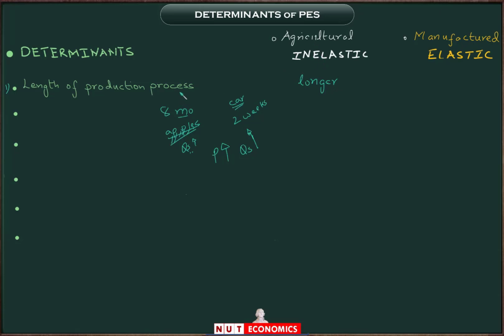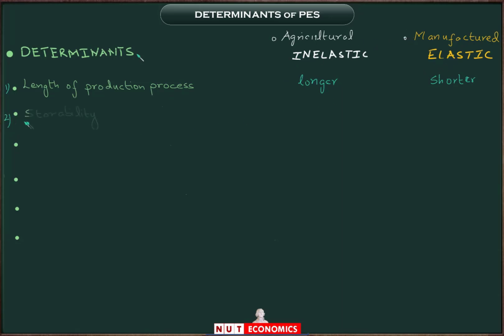So this is the first determinant of a product's price elasticity of supply, the length of the production process. And the shorter it takes to make a product, the more responsive the producer can be, and therefore the more elastic the supply of a product will be. So that's your first determinant, and how that implies that agricultural commodities will have an inelastic and manufactured goods an elastic supply.